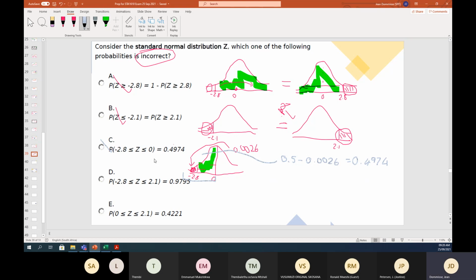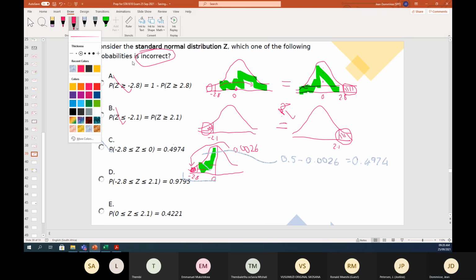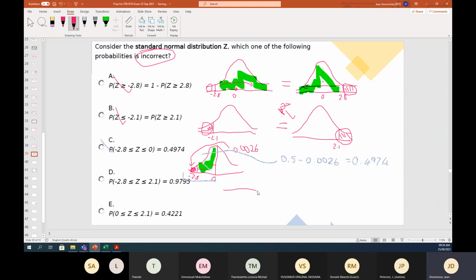Okay, so let's look at the next one. Remember, we now already know that is 0.4974. So now we need to just get that. So the next one, z bigger than minus 2.8, there's the 0, and smaller than 2.1. Okay, so we want that area.